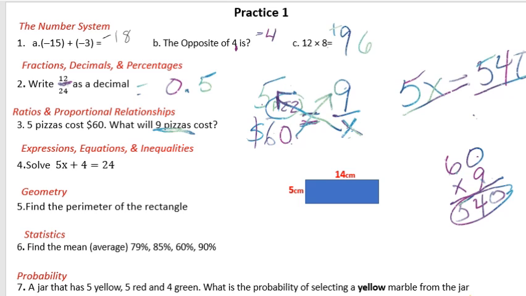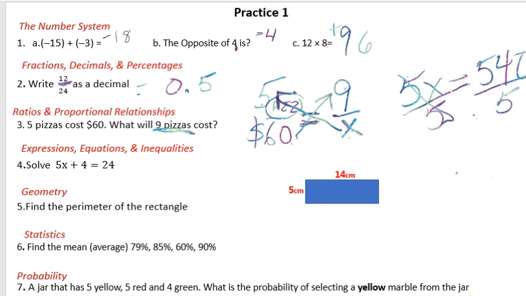Now I'm going to divide, because I need to get this x to be by itself. So I'm going to divide, and 5 divided by 5 is 1, so I'm just going to cross that out. And for the sake of knowing how to multiply and divide on paper, I'm going to do 540 divided by 5 instead of just using a calculator.